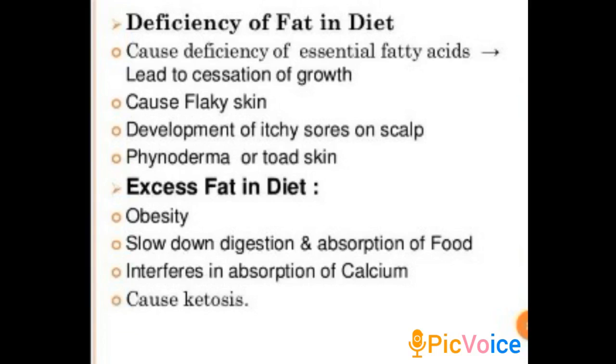In case of excess of fat in the diet, it may cause obesity. Excess fat intake may lead to coronary heart diseases. Then it can even lead to increased cholesterol and different types of cancers. It may also interfere with the absorption of calcium. Then it causes ketosis, because unless an adequate carbohydrate is present in the diet, it will cause ketosis.